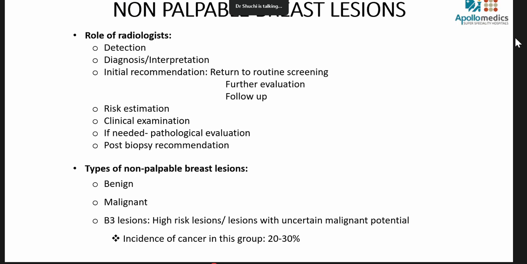Non-palpable breast lesions can be three things: benign, malignant, and B3 lesions. So what are these B3 lesions? Benign and malignant are the things which you already know. What to do about B3? B3 are the high-risk lesions, or lesions with uncertain malignant potential. The incidence of cancer in this group is high, so for these B3 lesions you should take care. We will be discussing B3 lesions later on.